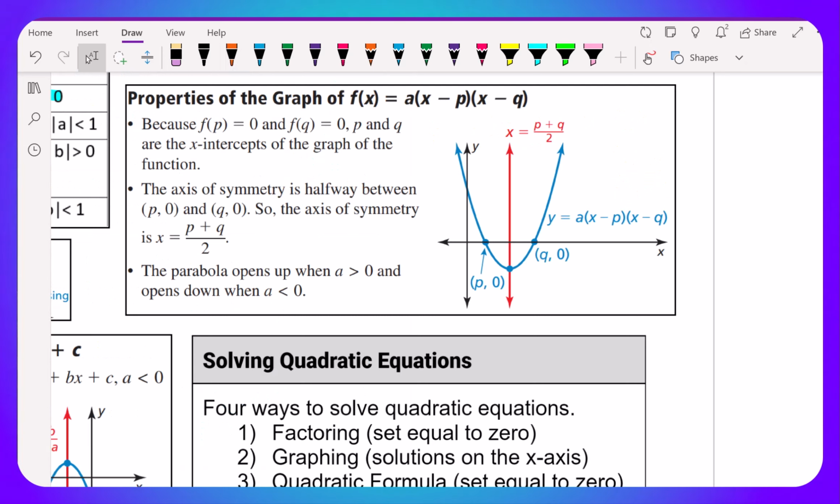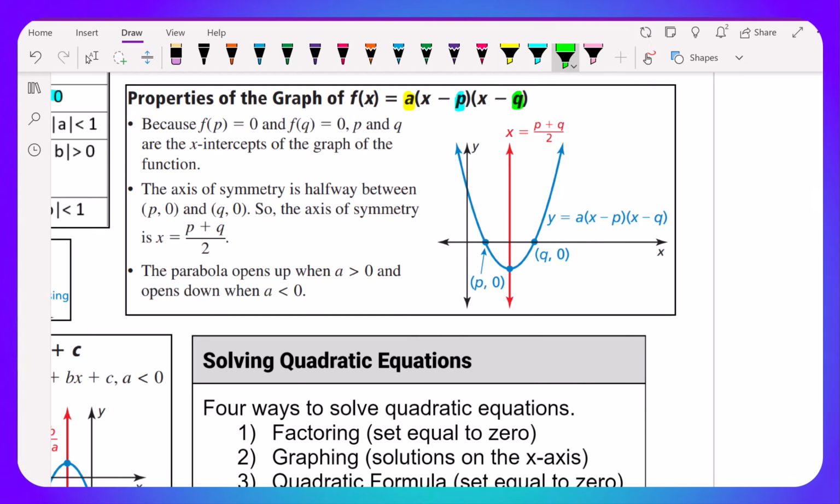Next, we have intercept form. So you still have a little a here where you can tell whether it's been reflected or not, or stretched or shrunk, but you have x minus a solution here and x minus a solution here. It is literal factors, okay?